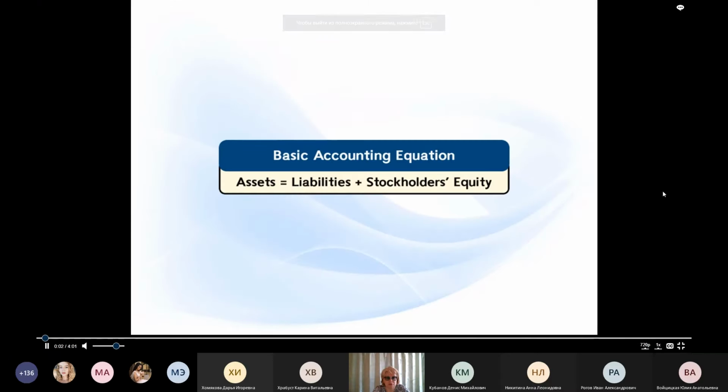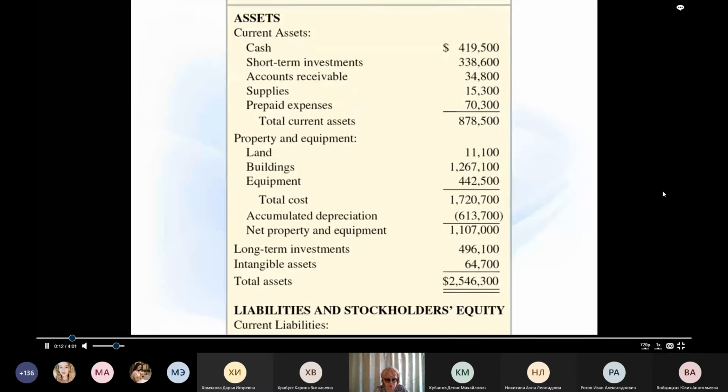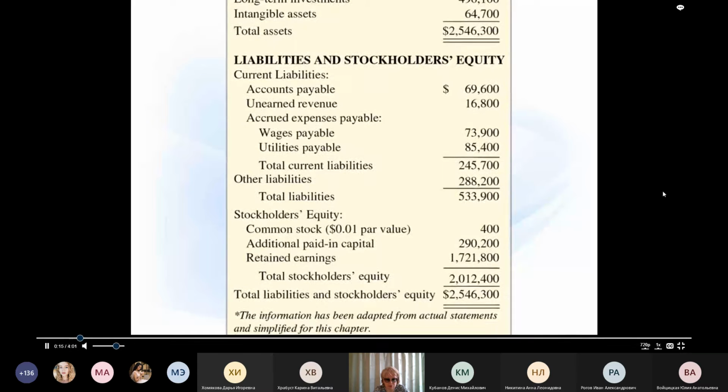Recall that the purpose of a balance sheet is to report the financial position, amount of assets, liabilities, and stockholders' equity of an accounting entity at a particular point in time. Let's define each of the elements of a company's balance sheet.